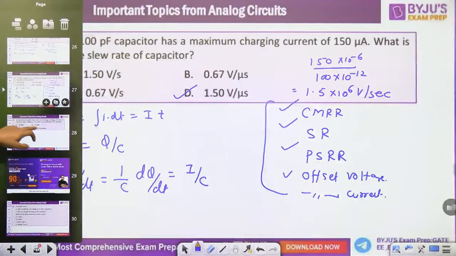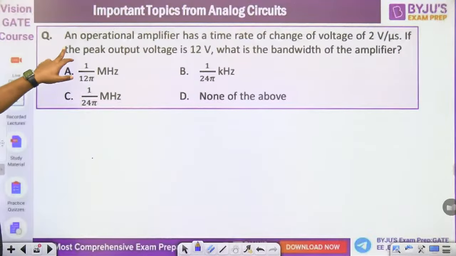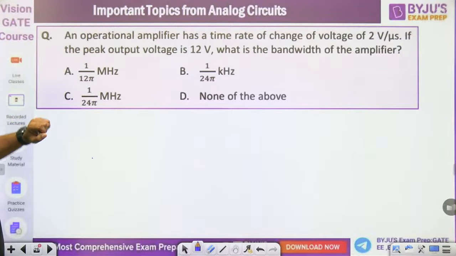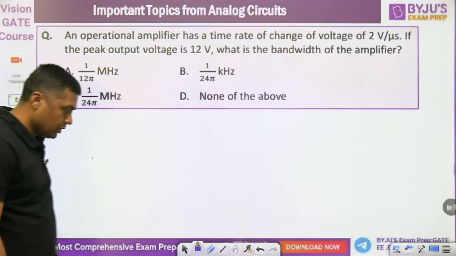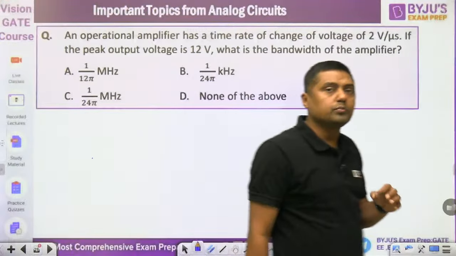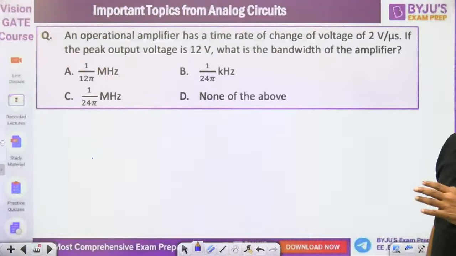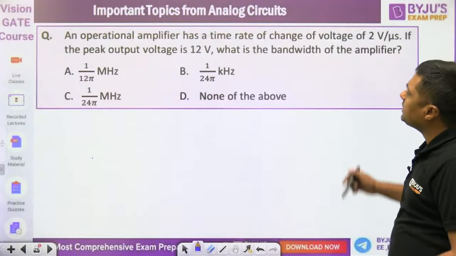Again, it was given. What is the slew rate? Watch this. An operational amplifier has a time rate of change of voltage of 2 volt per microsecond. If the peak output voltage is 12 volt, what is the bandwidth of the amplifier? So what is the relation between the bandwidth and the slew rate?